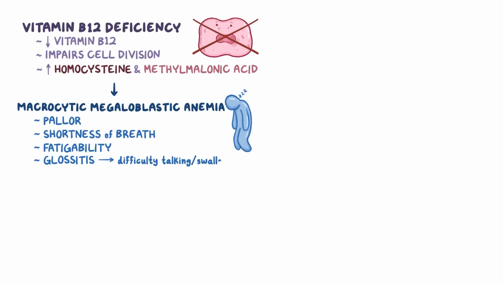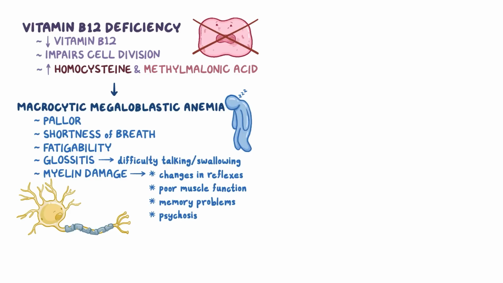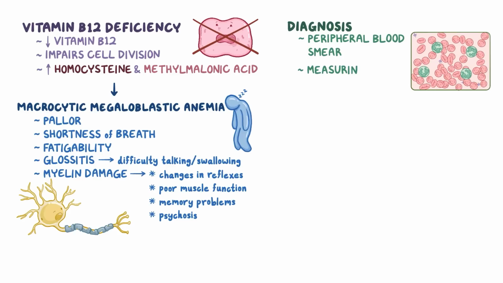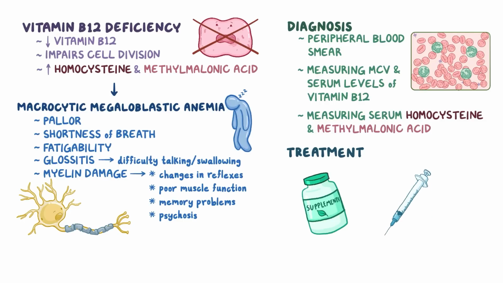difficulty in talking and swallowing, and myelin damage resulting in changes in reflexes, poor muscle function, memory problems, and psychosis in some extreme cases. Diagnosis of B12 deficiency can be made by doing a peripheral blood smear, measuring the MCV and serum levels of vitamin B12, as well as serum homocysteine and methylmalonic acid levels. B12 deficiency is treated with, well, B12, either as oral supplements or intramuscular injection.